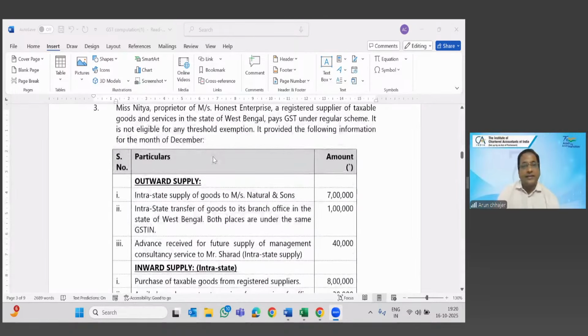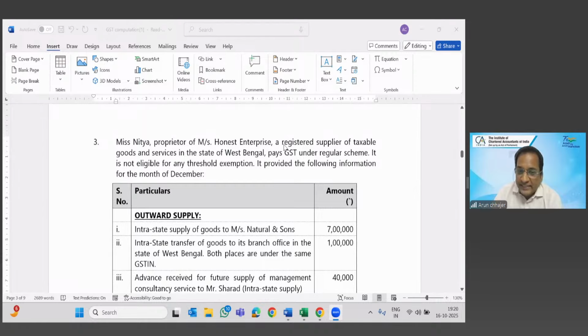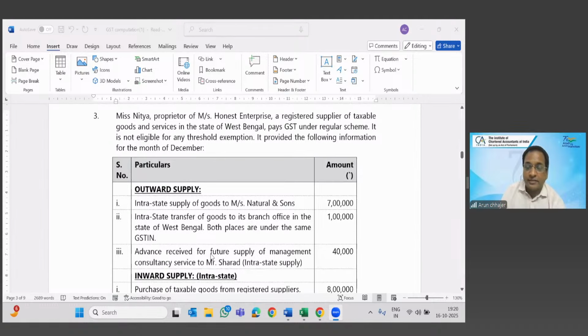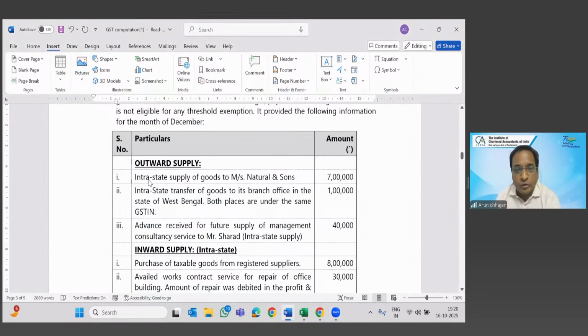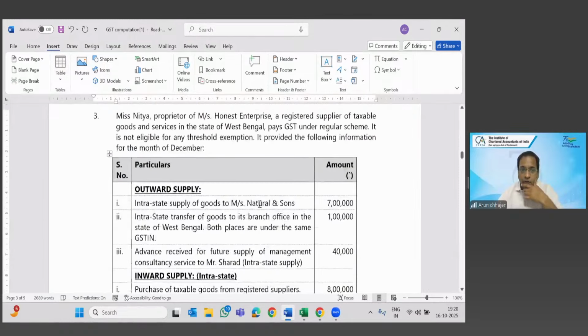चलो बात करते हैं. Miss Nitya, proprietor of Honest Enterprise, a registered supplier of the taxable goods and services in the state of West Bengal, pays the GST under regular scheme. It is not eligible for any threshold exemption. It provides the following information for the month of December. Intrastate supplies the goods to Messrs. Natural and Sons. Now tell me, outward supply, intrastate supply. ठीक है.